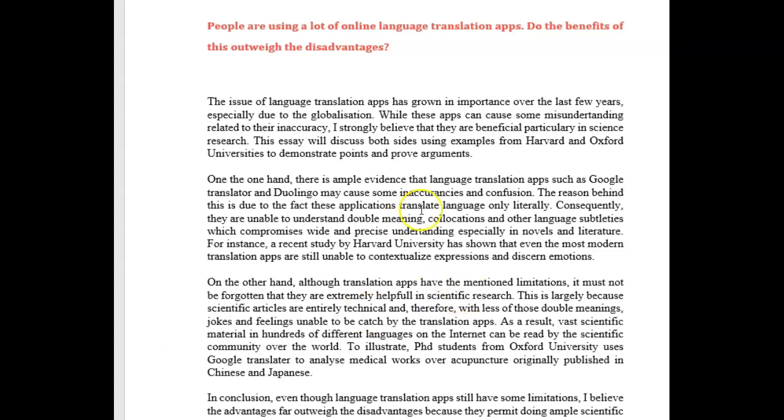Now, as far as the disadvantages are concerned, you said that they can cause inaccuracies and confusion. They translate only literally, and they don't get, like, kind of nuance. So basically, that's going to be a big problem because it means that you haven't covered the task fully. You've covered it only partially by giving only one benefit and only one disadvantage. Did you go into a lot of detail about each of those? Yeah, you did. But again, it's not really following the directions.